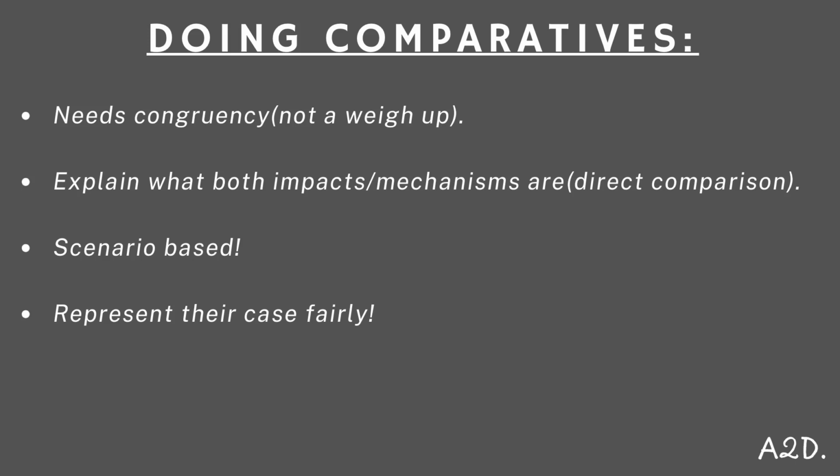So this part of the slide is just showing general tips on when you're doing comparatives. There are roughly four. The first thing is that you shouldn't confuse comparatives with weigh-ups. And the key difference between a weigh-up and a comparative when you're doing argumentation, for example, is that they need a level of congruency. What do I mean by that? I mean that when you're doing a comparative, you're comparing something on the same terms or basis of comparison.